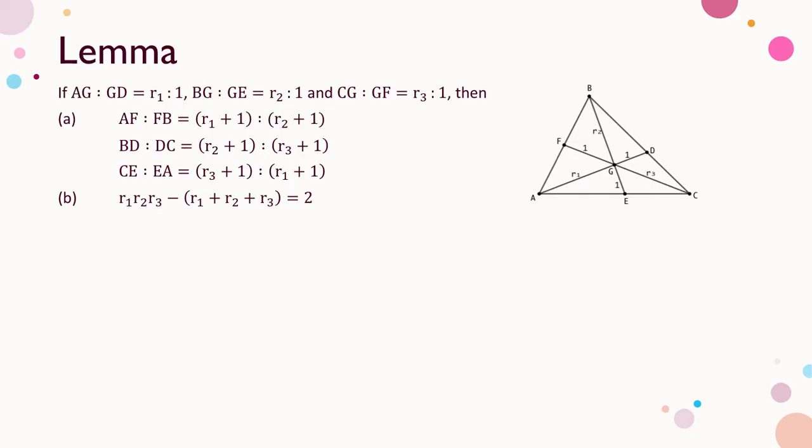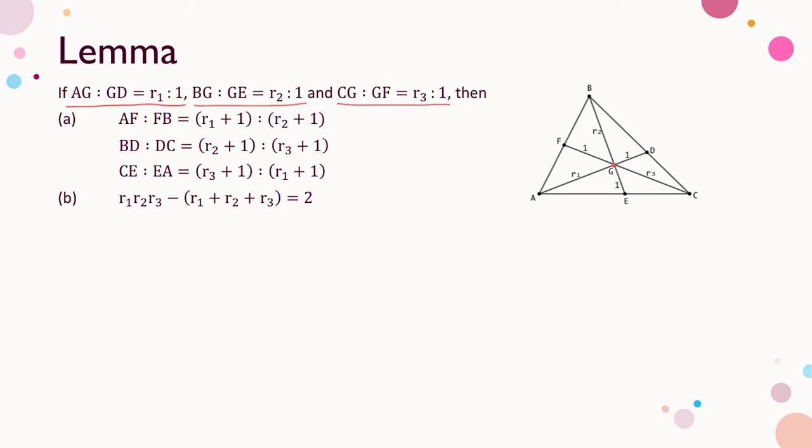I first prove some interesting properties which will be used in the proofs of the two theorems. When the line segments inside a triangle intersect at a point, and the point divides the line segments in a ratio of the form r/1, we have the following results. Here, G is the point of intersection of the line segments from the three vertices, and the ratios are denoted by r1 to 1 from A, r2 to 1 from B, and r3 to 1 from C.